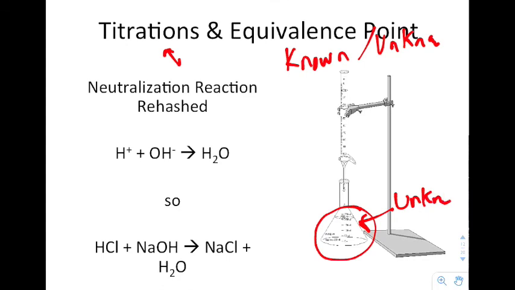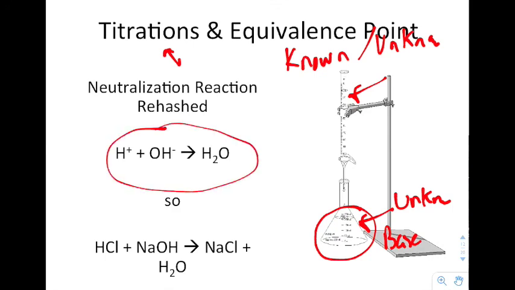And what I can do is, if this is a base, I can test it really easily with litmus paper or something like that. I can add set amounts of known acid until it reaches what's called an equivalence point. Now, whenever we look at acids and bases, we're looking at the reaction between them. That's called a neutralization reaction. A neutralization reaction is governed by the fact that H plus OH goes to H2O. That's why it's called a neutralization reaction.